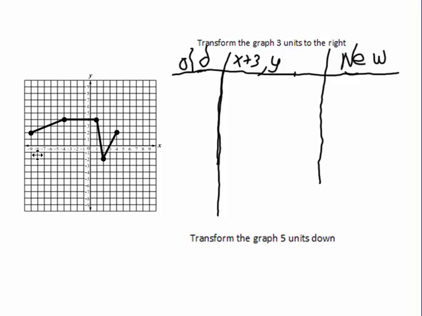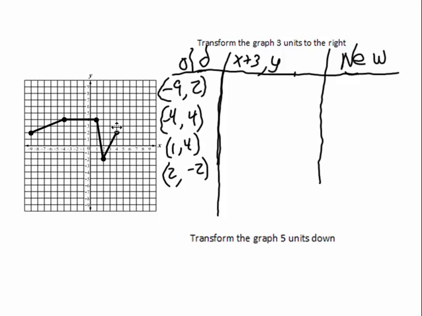The first point is -9 comma 2. Our next point is -4 comma 4. Then we have 1 comma 4. Then we have 2 comma -2. And 4 comma 2.